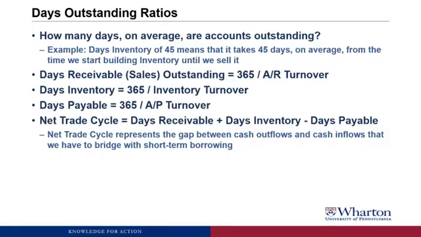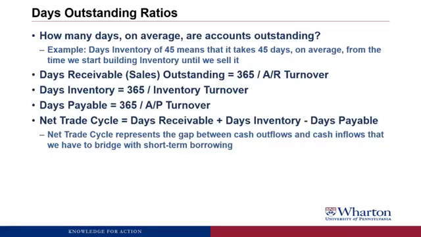so we're going to spend our time analyzing these ratios. So the first one is days receivable outstanding or days sales outstanding. If you've ever heard anybody talk about DSO in a financial statement context, they're probably talking about this ratio, days sales outstanding. It's 365 divided by asset turnover. And as you can see with days inventory and days payable, it's just 365 divided by the turnover ratios that we saw earlier.